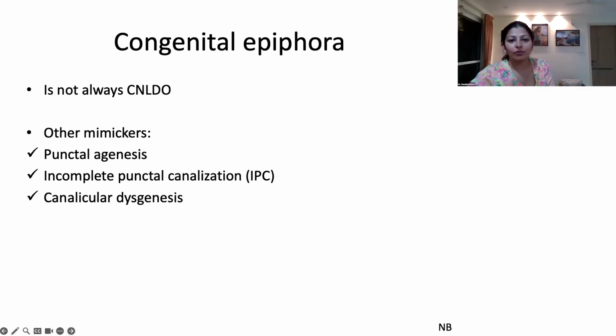Right. So now we're coming to the end of our presentation. So when you see a kid presenting with epiphora, is it always congenital nasolacrimal duct obstruction? No, we need to rethink. So what are the other mimickers? Let us just go through a few of the cases.